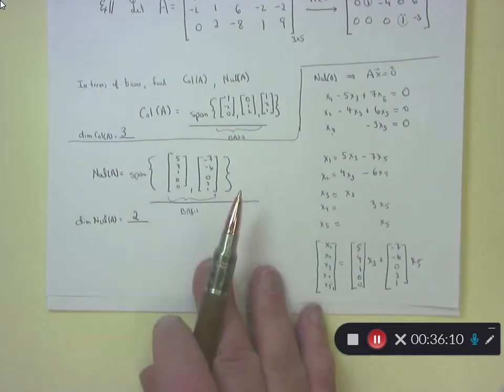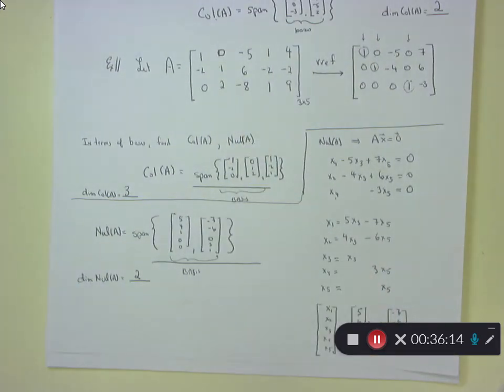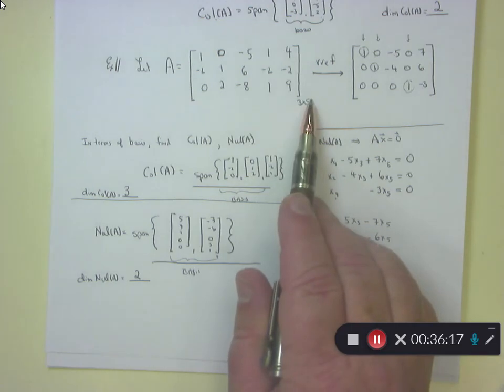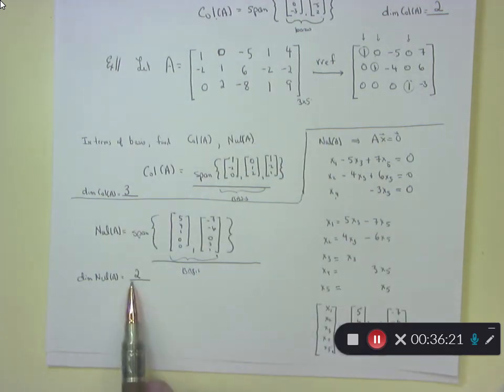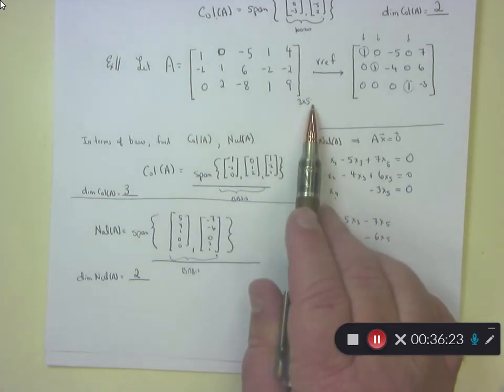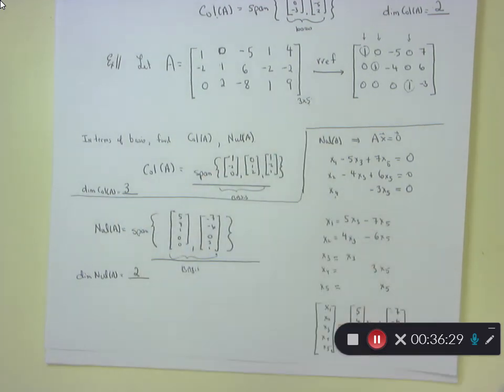And what it really is is this. What was the size of this matrix A right here? 3 by 5, M by N. So the dimension of the column space plus the dimension of the null space will always be equal to N. For an M by N matrix it is always equal to that N, which is 5. 3 plus 2 equals 5. That will be a theorem coming up later. It's a very helpful mathematical formula when you're analyzing this stuff.